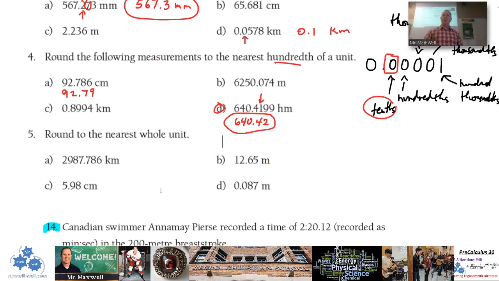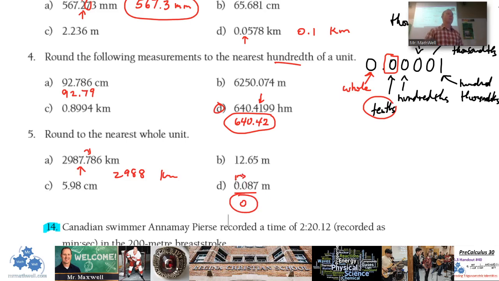The nearest whole unit, well, this would be the whole unit here. That's whole. So 2,987.786, we want to take a look at this number and then the number to the right of it. So that's 2988 kilometers. This one over here, the nearest whole number right here, we look to the number to the right of it, it's 0. Because this is less than 5, 0 stays as 0.